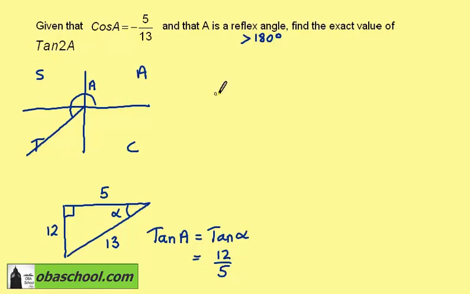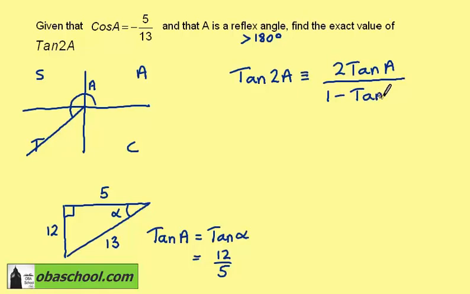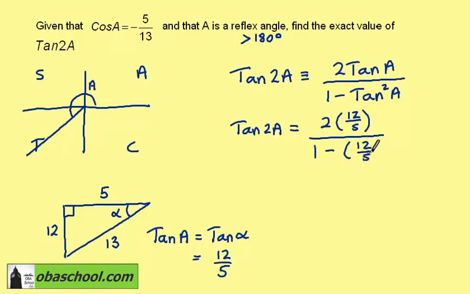We now want tan 2A, and we have the double angle formula. Tan 2A is identical to 2 tan A over 1 minus tan squared A. For this particular value, tan 2A is equal, and notice this is an equals now because we're dealing with a specific value. It's going to be 2 times 12 over 5 divided by 1 minus 12 over 5 squared.